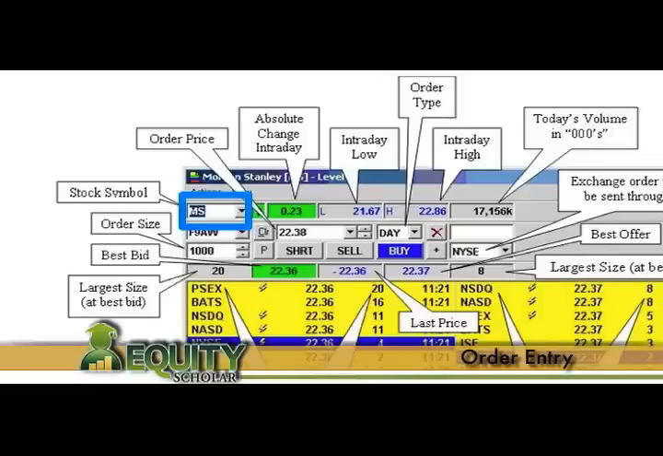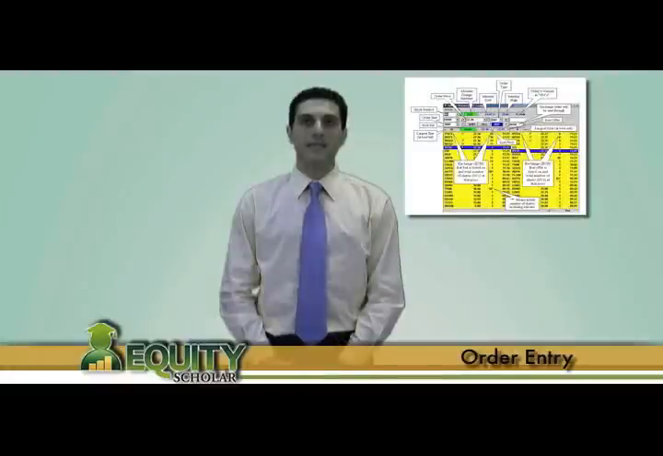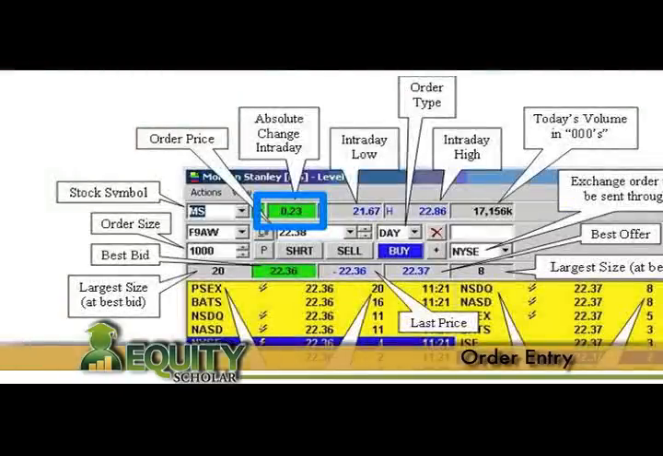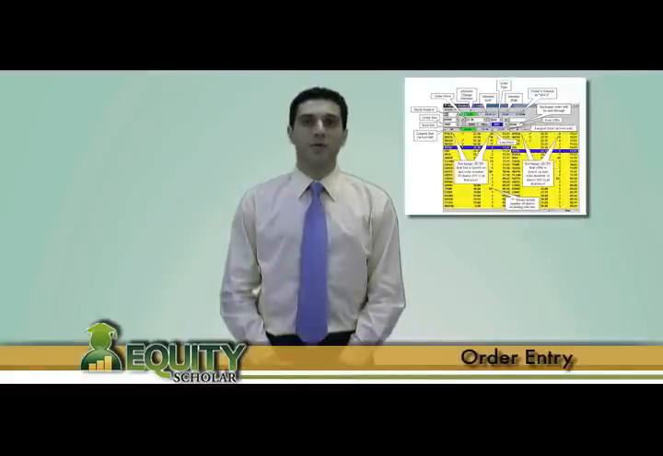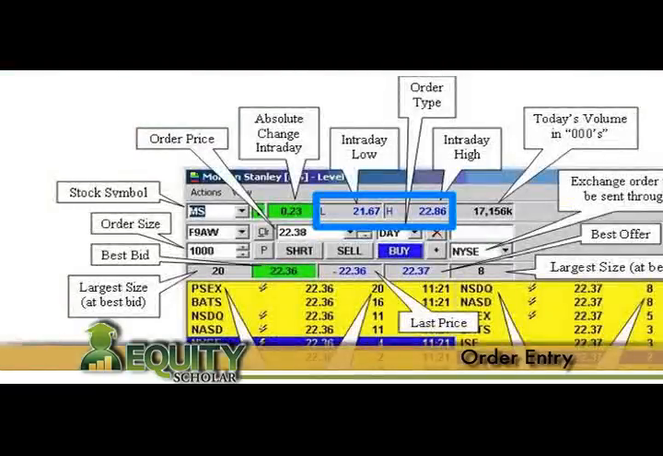The ticker symbol is followed by 4 sets of numbers indicating the stock's performance on the day. The number to the immediate right of the ticker symbol is the stock's absolute change on the day. A number highlighted in green indicates the amount the stock is up from the opening price on the day, while a number highlighted in red indicates how far below the stock is down from the opening price. In this example, we see the stock is currently up 23 cents on the day. The next 2 numbers on that row are the intraday low and high for the stock.